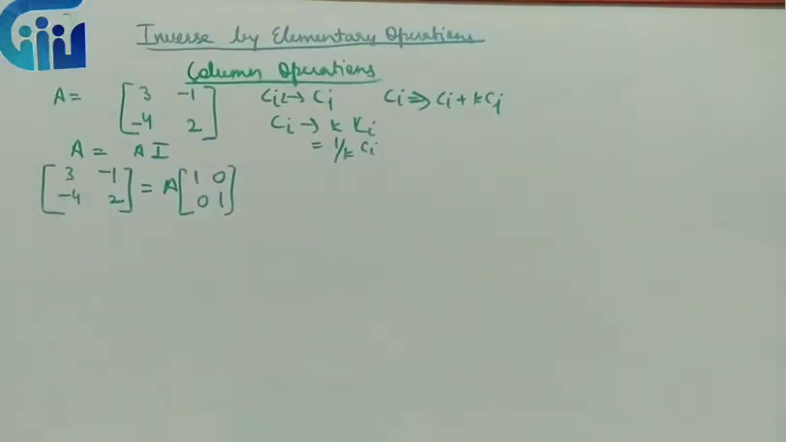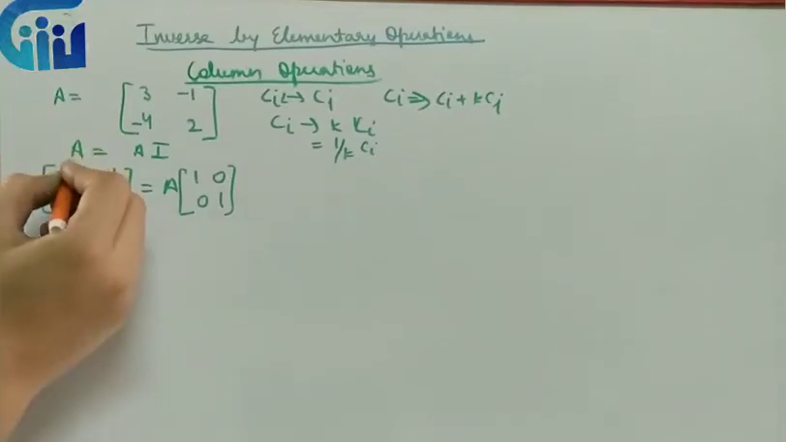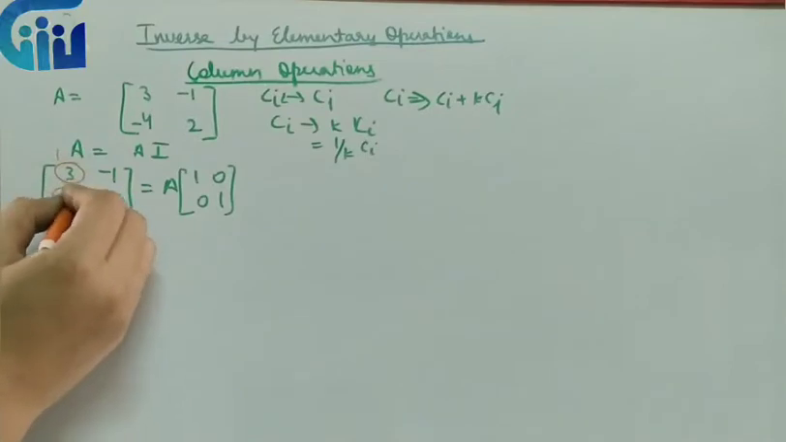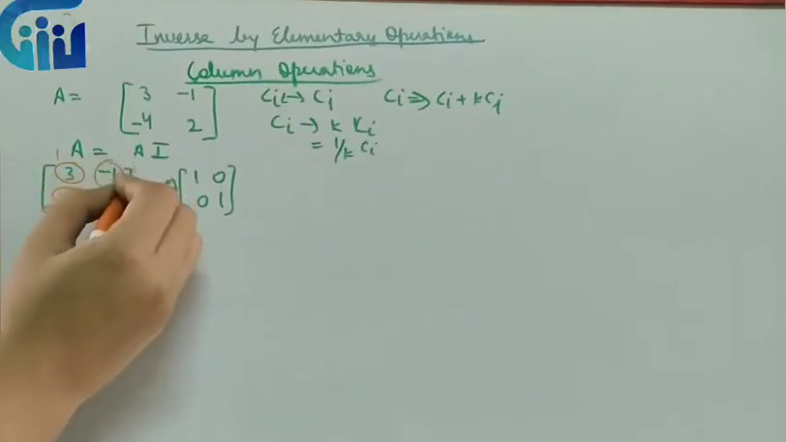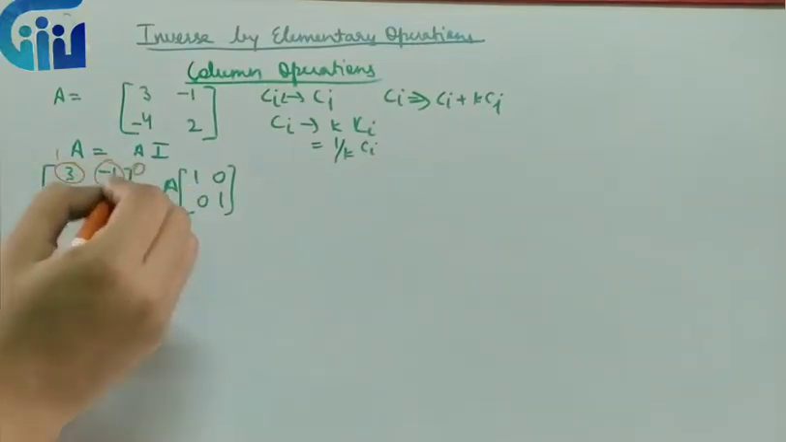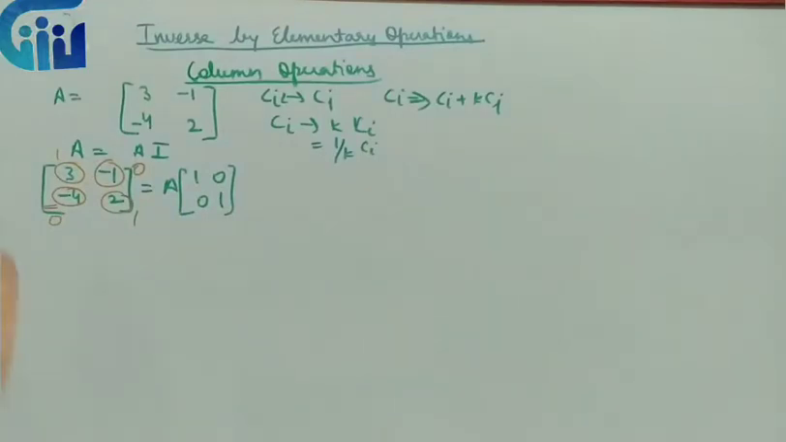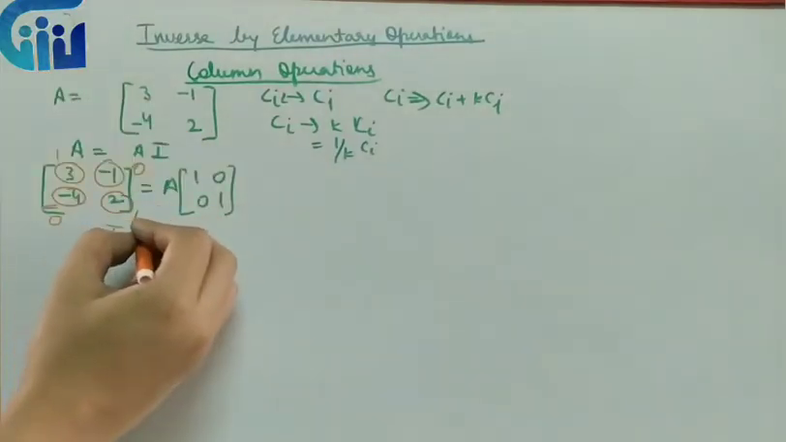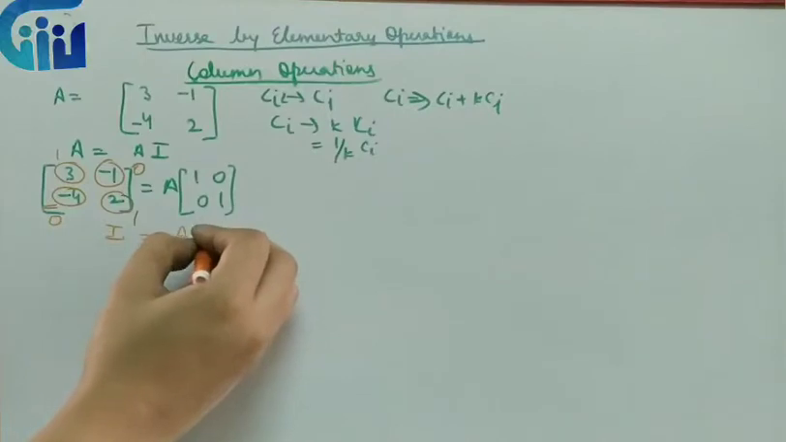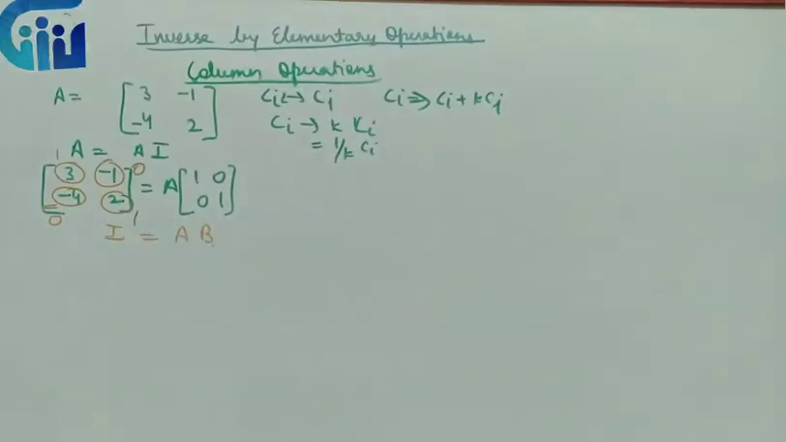Now again, what will be the working line as we did for row? We have to make these 1, this 0, this 1, this 0, and this 1. I have to change it to identity. Again the logic is the same. If this is changed to identity, this is A, this is B, they will be inverses of each other. Now when we are doing column operation, what is the pattern that I have to follow?